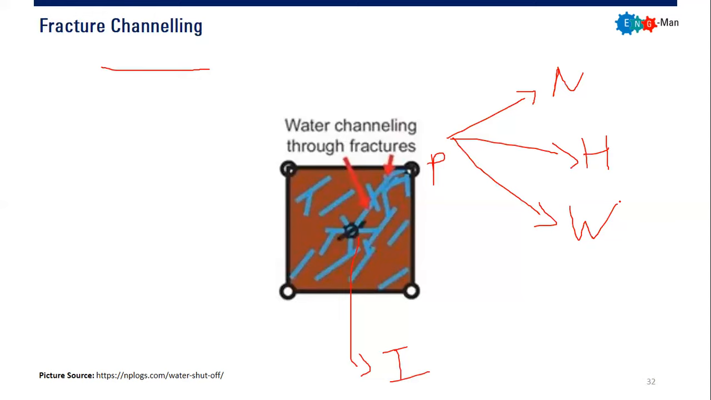And fortunately, you can assess the existence of fractures using observations through well testing, through logs, through core analysis, or maybe just an analytical approach by comparing the production rate and injection rate. You can infer whether there are fractures connecting your injector and producer or not. Okay, so that's it, fracture channeling.